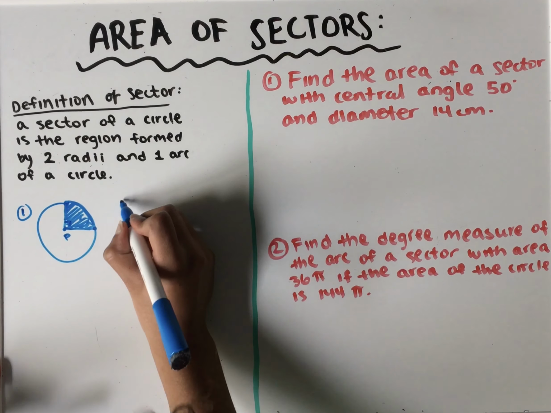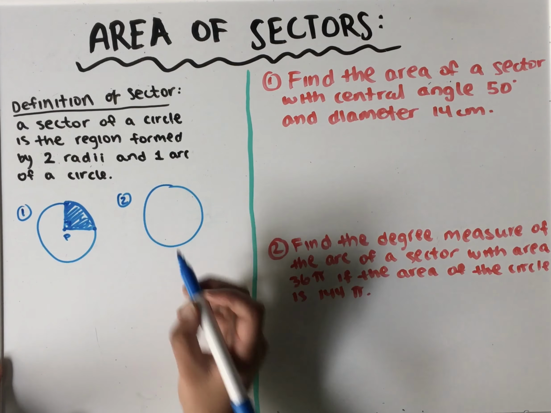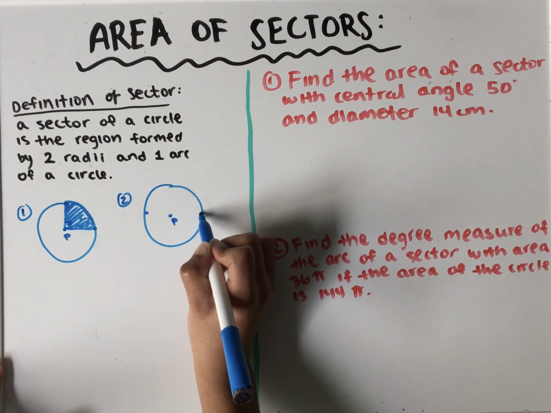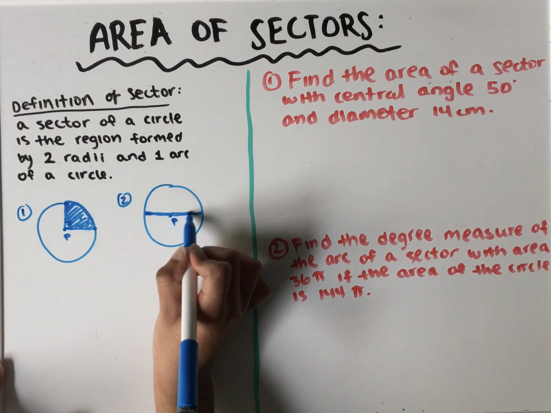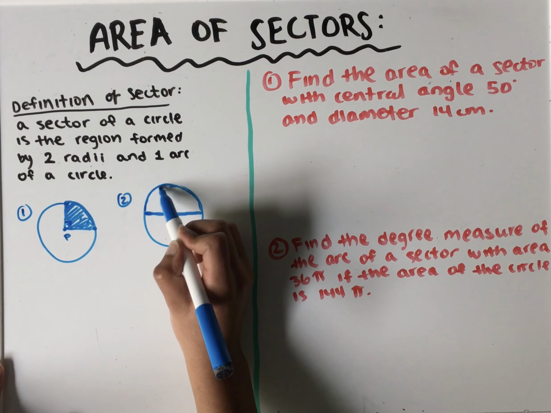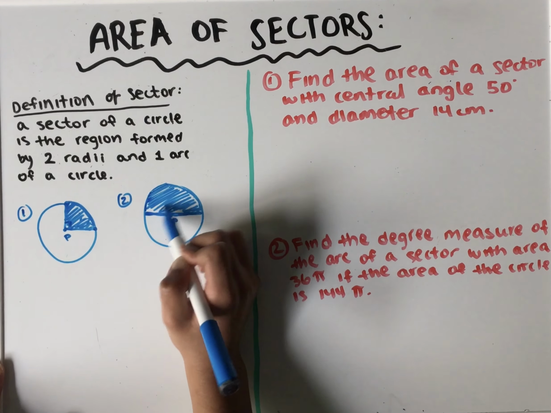And here, let's have another example. We'll have another circle, and the midpoint, let's call it midpoint P again, and these 2 points. When we connect it, we're going to create a semicircle, and this is the arc, and this would be the area of a sector that we would be solving for.